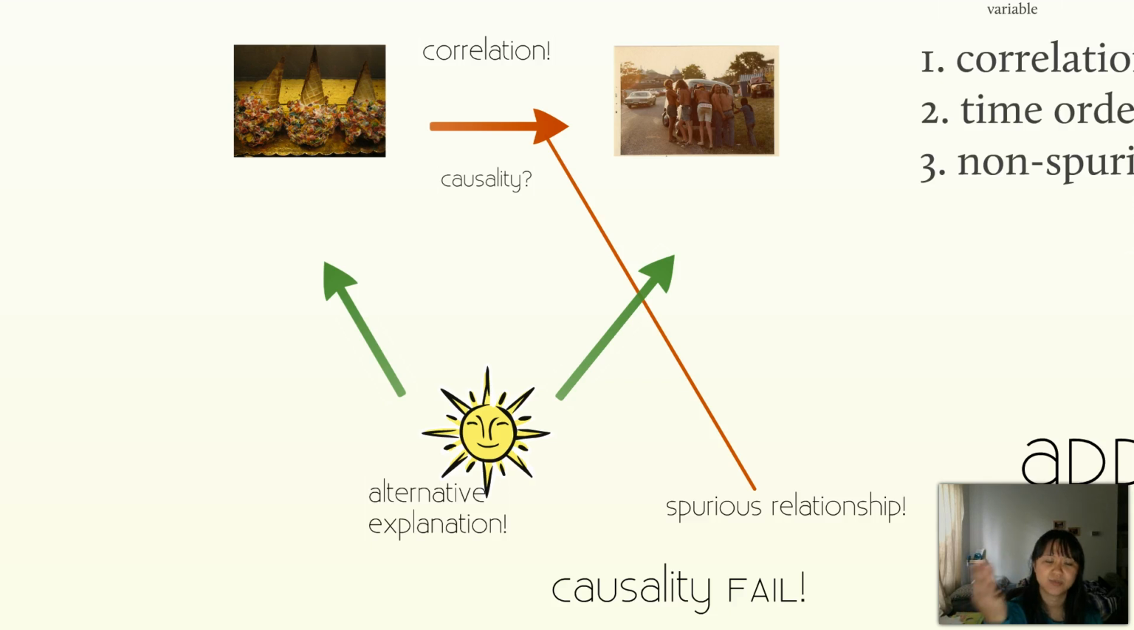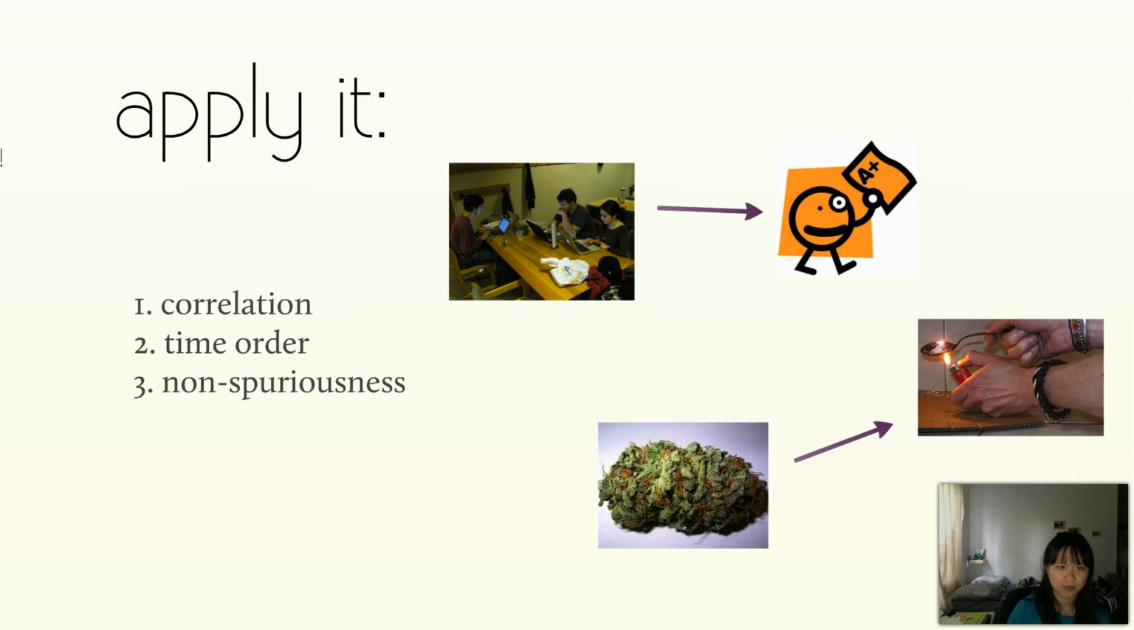And then lastly, non-spuriousness. There actually is an alternative explanation, and it's probably that the weather is getting warmer, right? People want to cool down. They don't want to wear clothes that cover up their body as much, so they're eating ice cream and they're wearing shorts. So it's a spurious relationship. And to use a double negative, it's not non-spurious. So therefore, you do not have a causal relationship here. And those are the things you have to consider when people make causal claims, right?